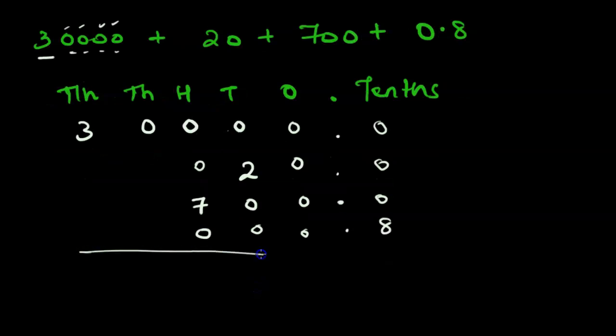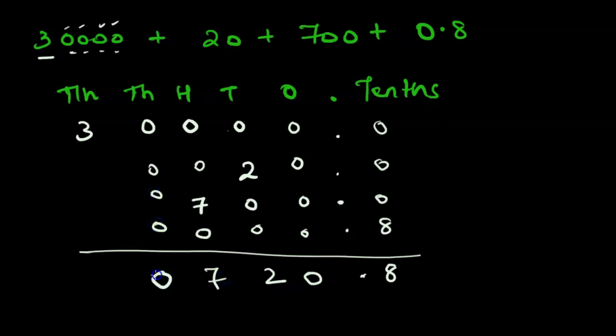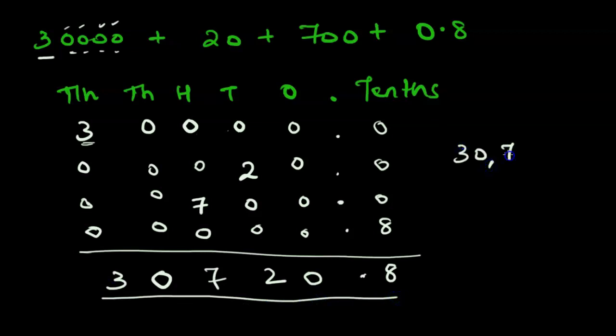Now all we have to do is just add these numbers. So 0 plus 0 plus 0 plus 8 is an 8. Decimal underneath the decimal. This is all 0. This is 2. This is 7. Nothing here means these are all zeros. So here goes a 0. Here is going to be no other number except 3. So 3 comes here. Therefore, the answer is 30,720 and 8/10.